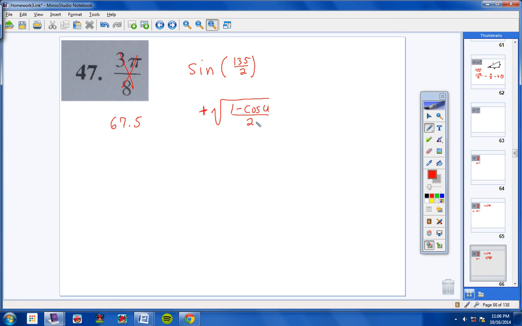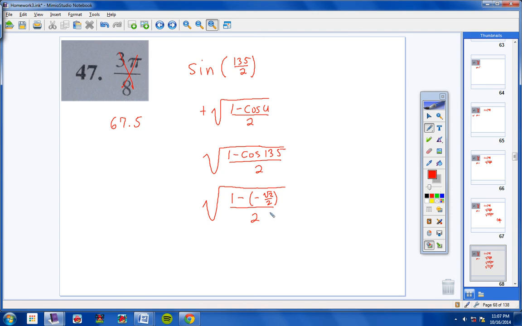Alright, so here's the trig identity. 1 minus cosine u of 2. Now, u is 135, so 1 minus cosine of 135. Now, we've done a bunch of these, so I'm not going to go into detail where I get the cosine of 135. You guys should know how to draw your reference angle. You're left over with 45 degrees, and cosine is negative in this quadrant, okay? So the cosine of 135 is negative square root of 2 over 2. So 1 minus negative square root of 2 over 2 would be this.